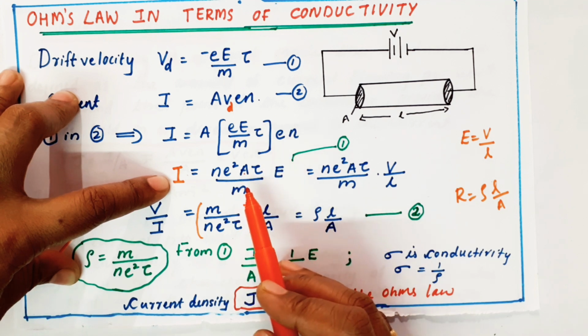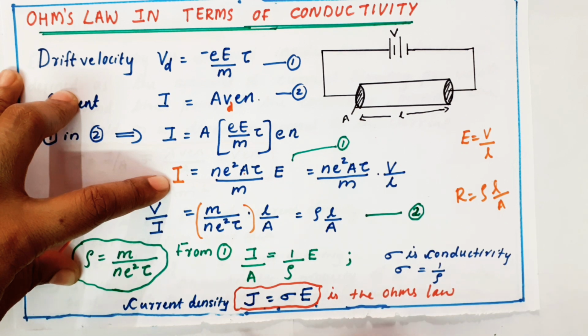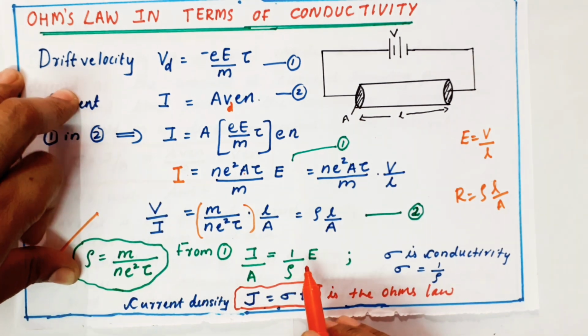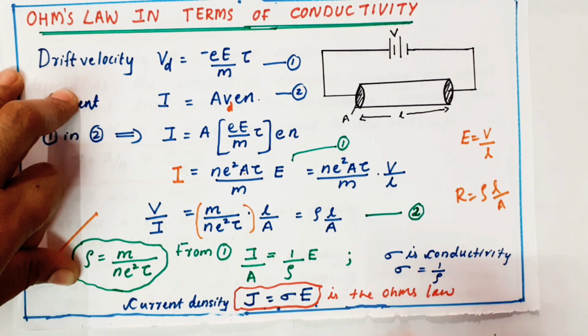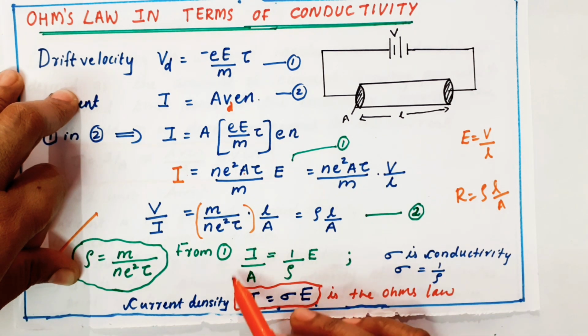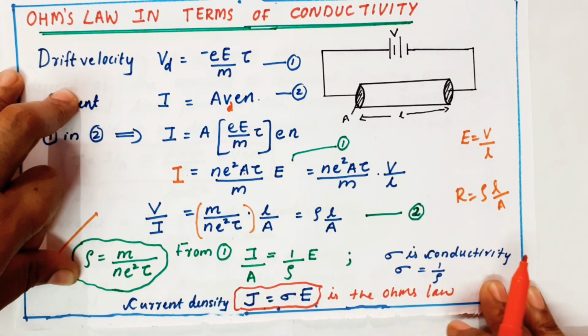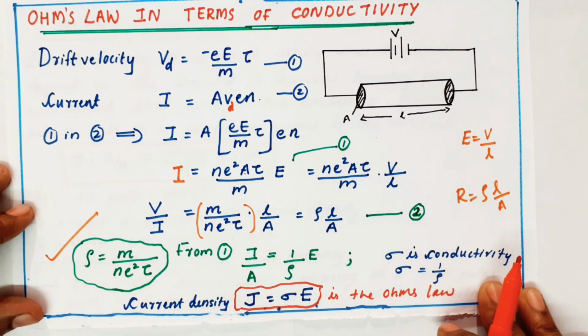That means 1 by rho. So I am writing I by A is 1 by rho into E, where 1 by rho means reciprocal of resistivity. Reciprocal of resistivity is called conductivity, right? How fast it can conduct, conductivity. So I can write this equation in another form. I by A is a new term in current electricity called current density. So current density J equals 1 by rho, I can write sigma, into E. This is called Ohm's law in terms of conductivity.